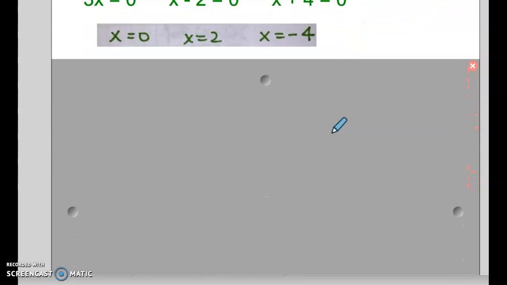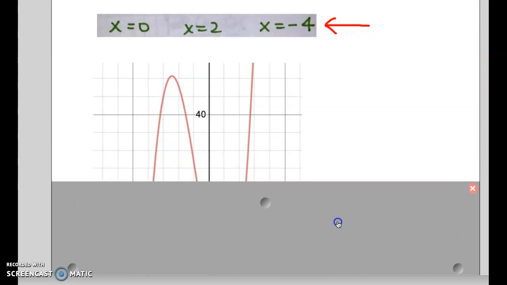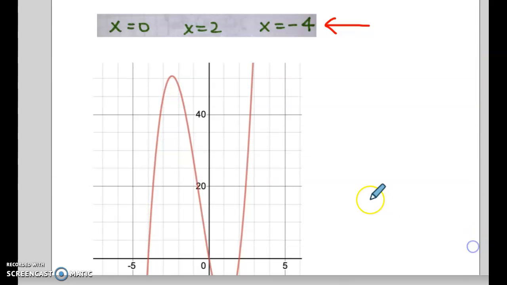So now when I check this on a graph, what should happen at all of these answers? If you said that's where the graph should cross the x-axis, you are correct. So notice I have an x-intercept here at 0, here at 2, and here at -4. We did it. Awesome job.